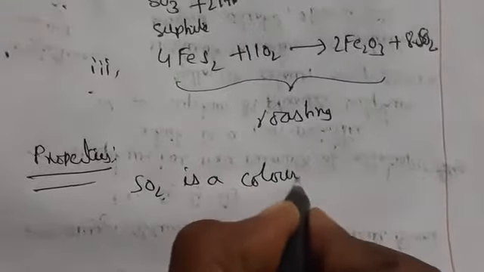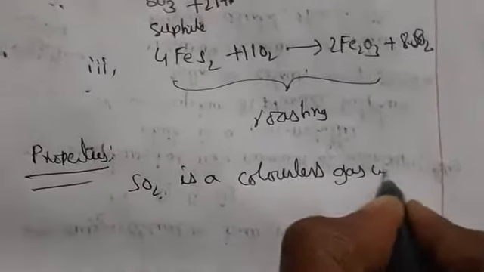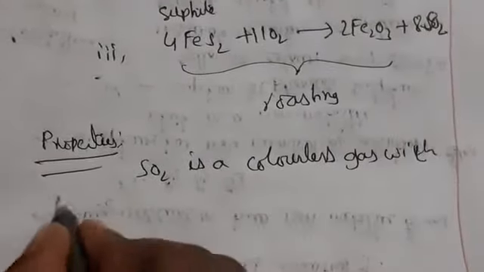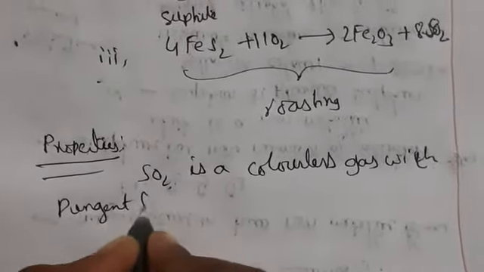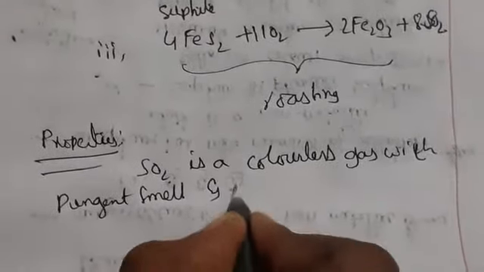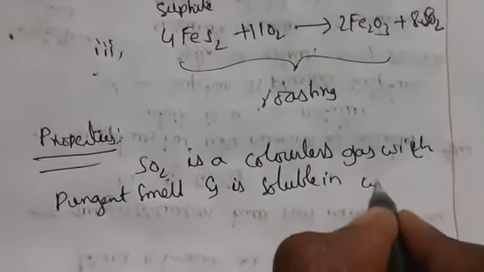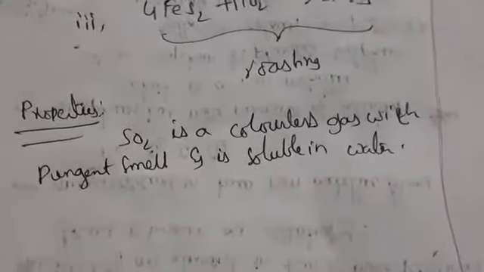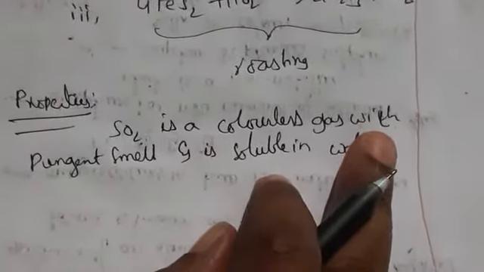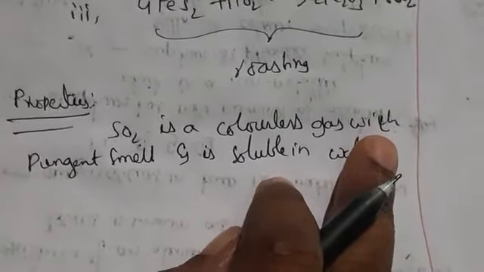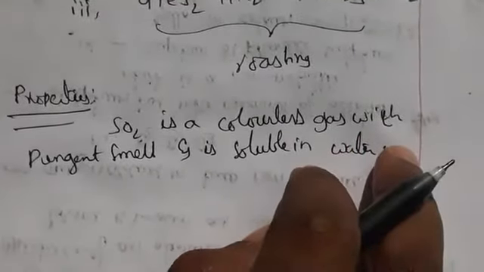So properties are nothing but what? SO2 is a colorless gas with pungent smell and is soluble in water. It liquefies: this gas will become liquid under a pressure of 2 atmospheres and boils at 263 Kelvin. So these are the physical properties.